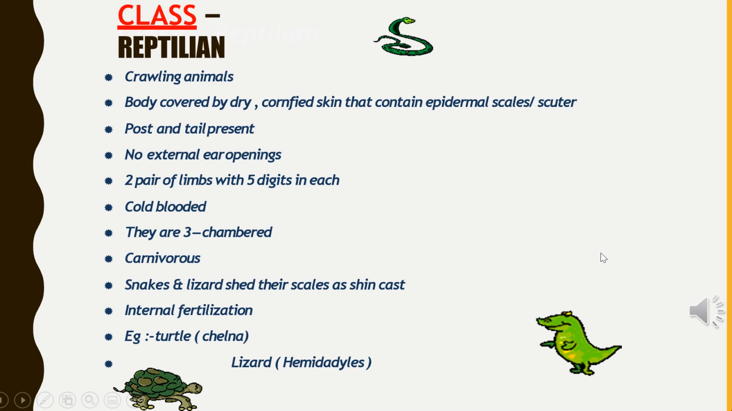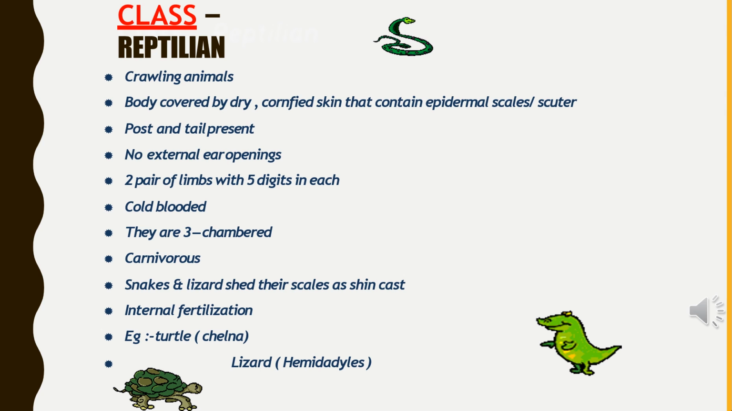Now let's study the characteristics of reptilians. The class name refers to their creeping or crawling mode of locomotion. In Latin language, repere or reptum means to creep or crawl. They are mostly terrestrial animals and their body is covered by dry and cornified skin, epidermal scales or scutes. They don't have external ear openings. Tympanum represents ear. Limbs when present are two pairs and heart is usually three-chambered, but in crocodile it's four-chambered.